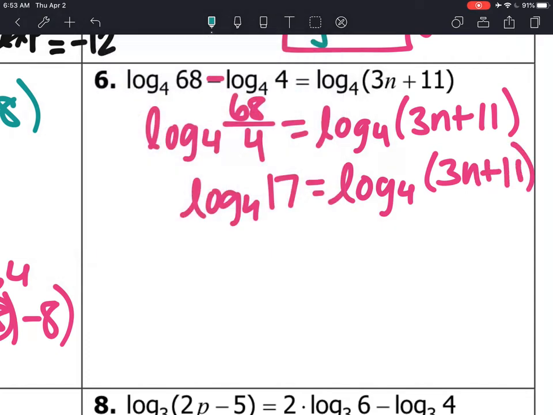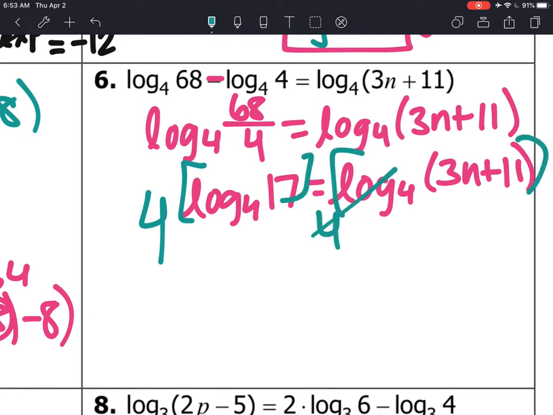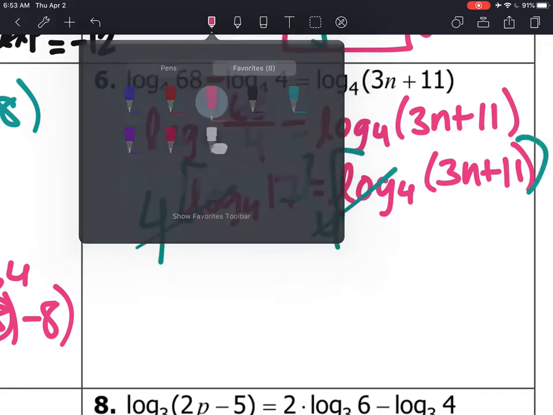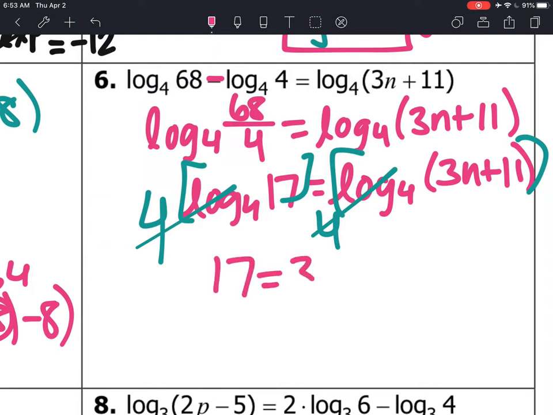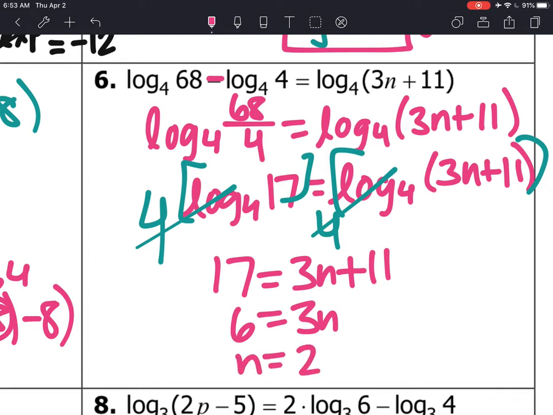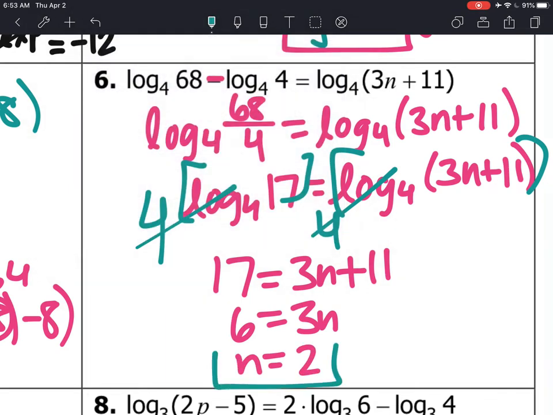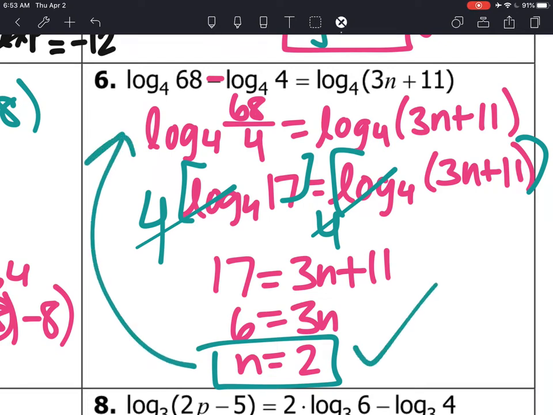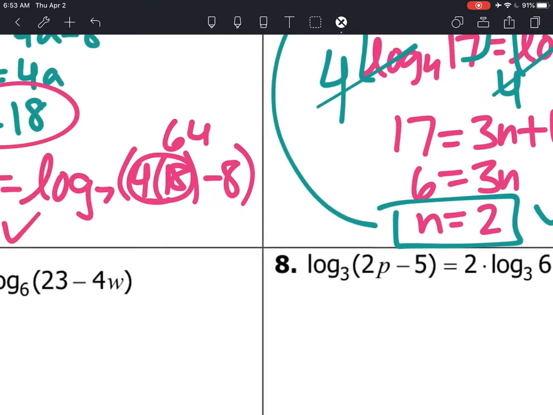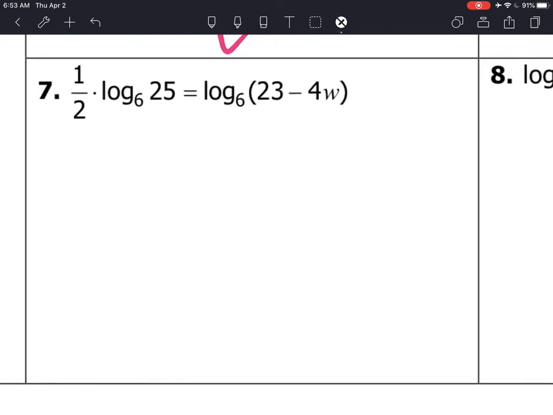Notice both of them are log base 4. That means you could take 4 to the power of both sides, and that means they cancel. 17 equals 3n plus 11. Subtract 11 on both sides, you get 6. Divide by 3 and you'll get 2. And don't forget to always take this 2 and plug it into the original. But I'll tell you for now, it works.